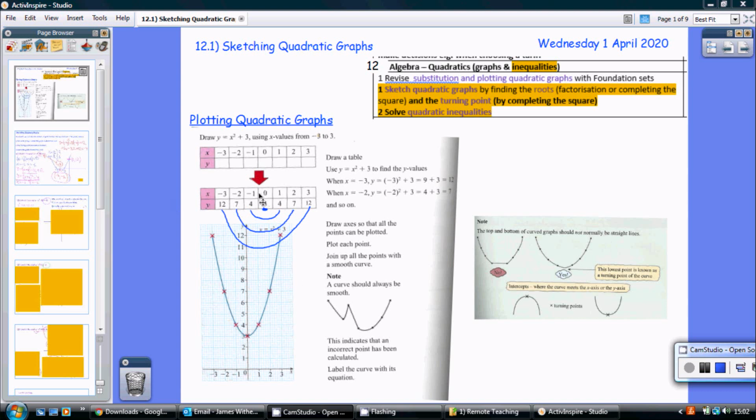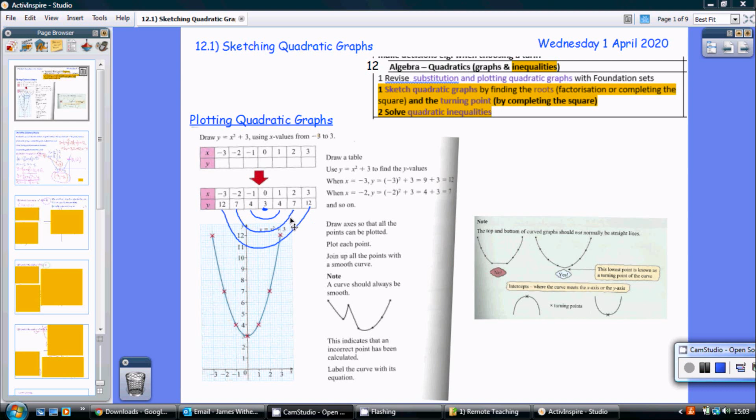Now, in the past, we've done the plotting of them. So this is a lesson from years gone by. And if you remember, we really hone in on the symmetry. So we work out all the values, but we're always looking out for the symmetry. So that's not today's lesson.